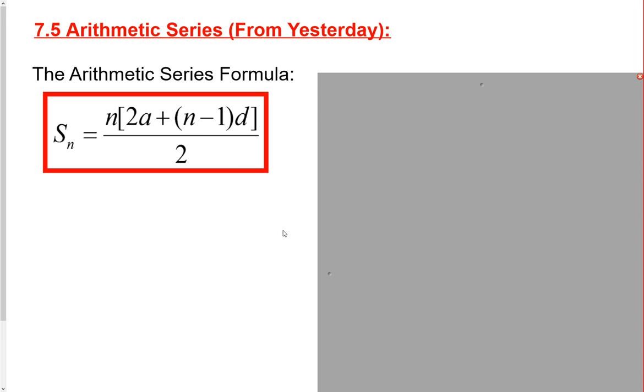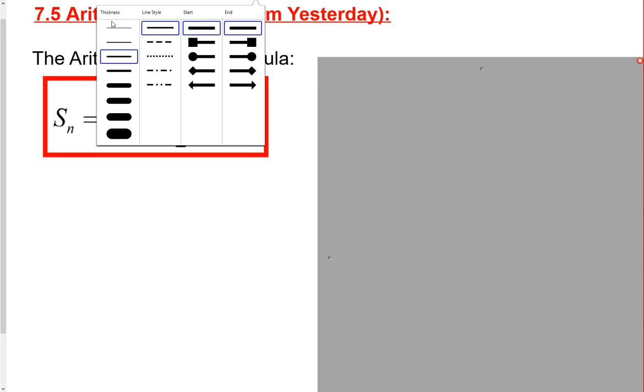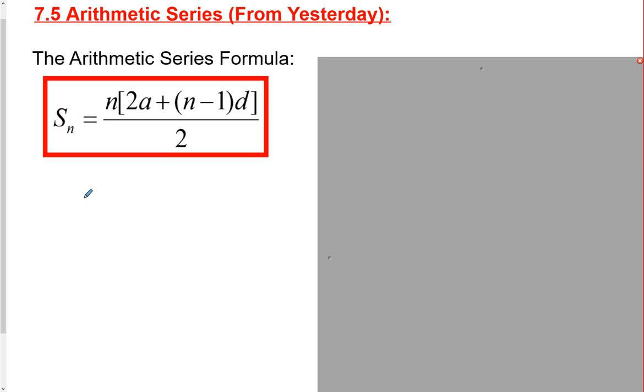I also gave you another formula that could be used, and I want to give you a little bit of context around that other formula and why we're using it and how we use it. So here we go. I'm actually going to modify this formula a little bit. So we remember that S, of course, stands for the sum of some number of terms. N stands for the number of terms. A is our first term, also sometimes called T1, and D is our common difference.